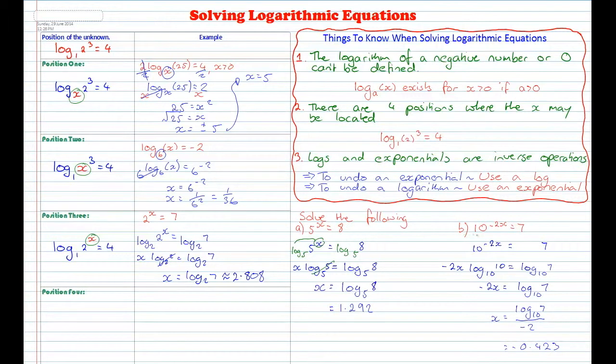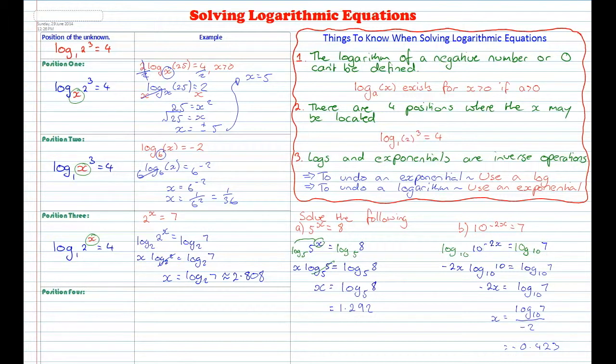Now for part B, I've got 10 to the power of negative 2x is equal to 7. So once again I have a look here. Well, I've got an exponential and x is part of it, so what I need to do is use a log to undo it. So I go log base 10, because the 10 here is what we want to get rid of, and that's also going to be log base 10 of both sides. So you get log 10 of 10 to the negative 2x is equal to log 10 of 7.